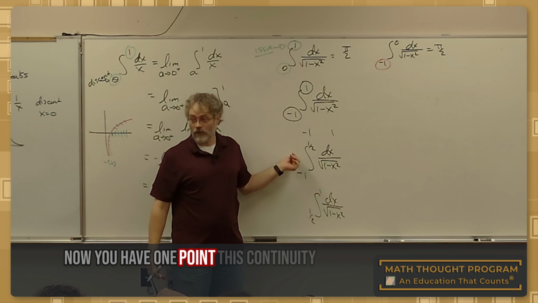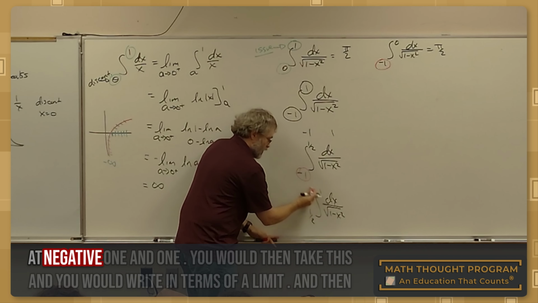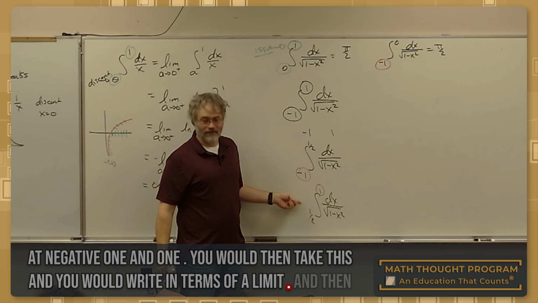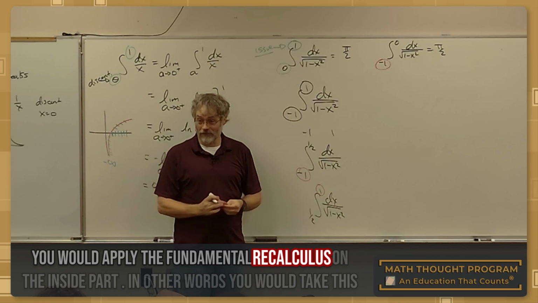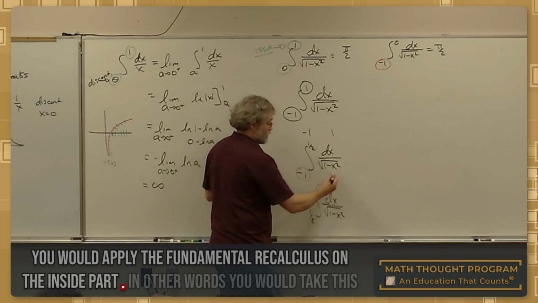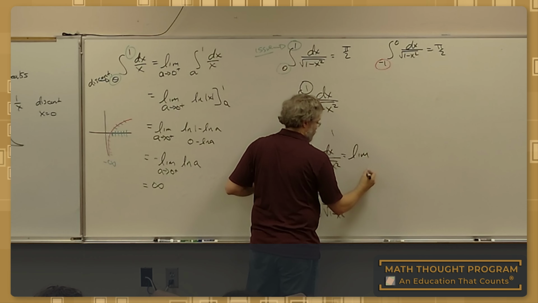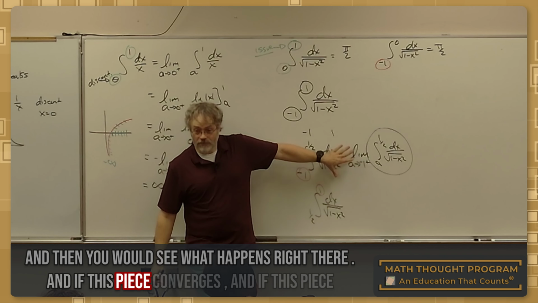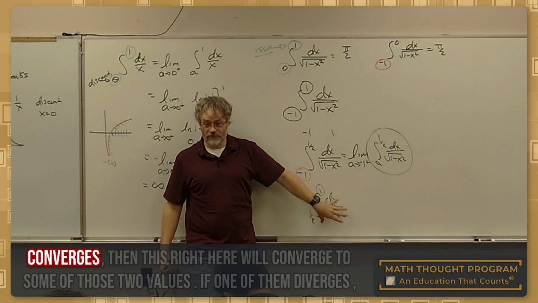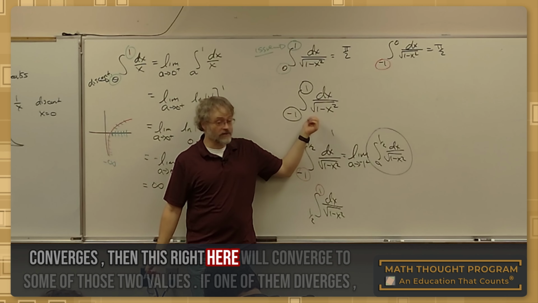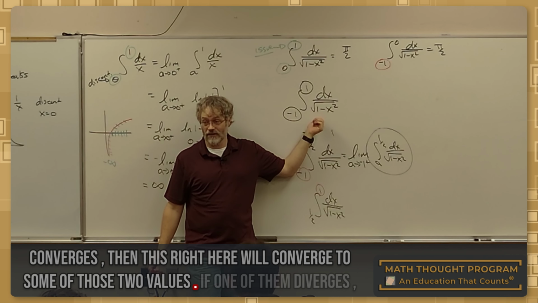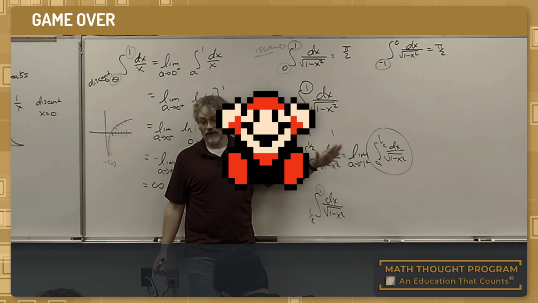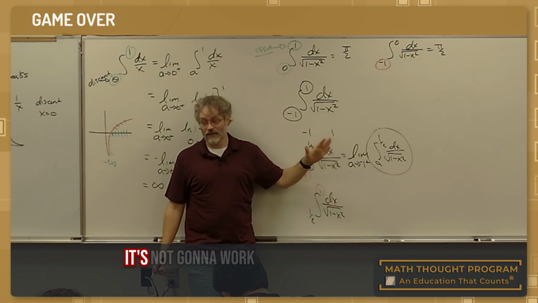Now you have 1 point discontinuity at -1 and 1. You would then take this and write it in terms of a limit, and then you would apply the fundamental theorem of calculus on the inside part. In other words, you would write this as a limit, and then you would see what happens right there. And if this piece converges, and if this piece converges, then this right here will converge to the sum of those two values. If one of them diverges, it's game over. It's not going to work.